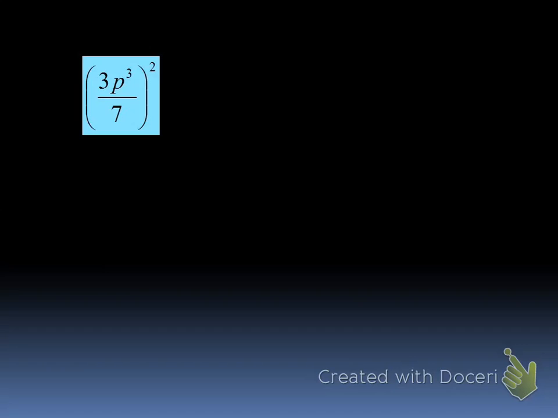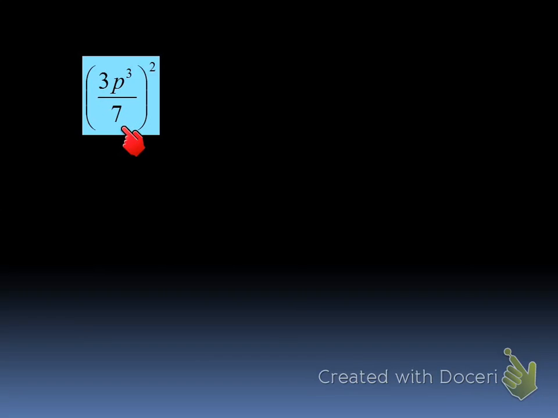Okay? This is where this gets fun. Inside a fraction, we have 3p cubed over 7. And that whole fraction is being squared. Now, I have one piece of advice. Before you start, look inside the parentheses. If something simplifies in here, do it. Okay? If something simplifies inside the parentheses, then do it. Nothing does, though.